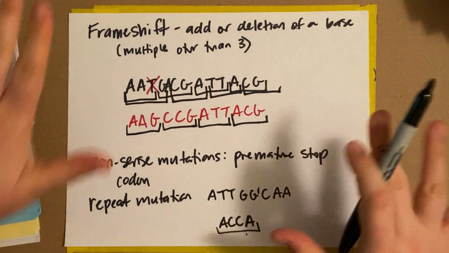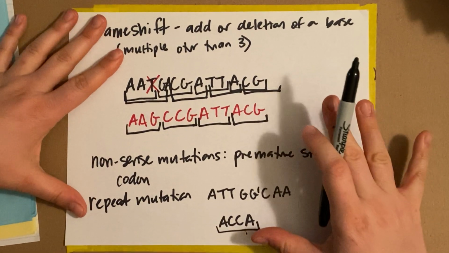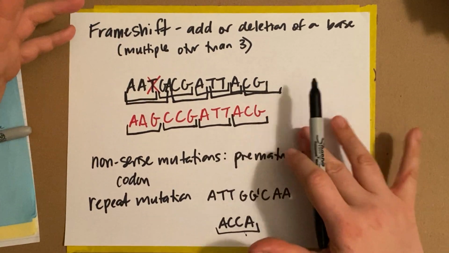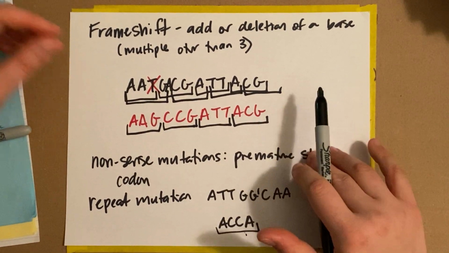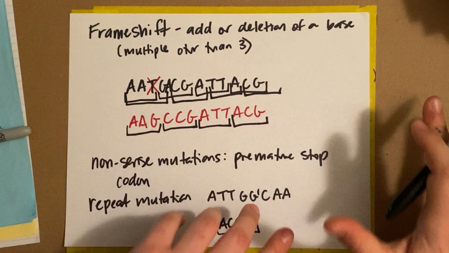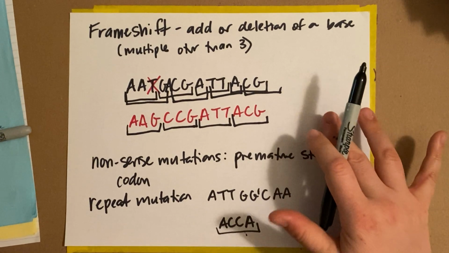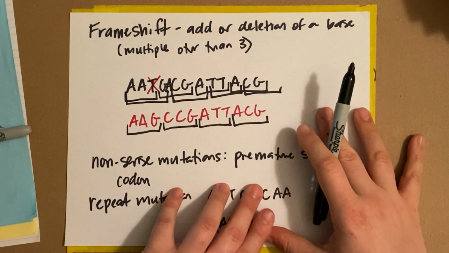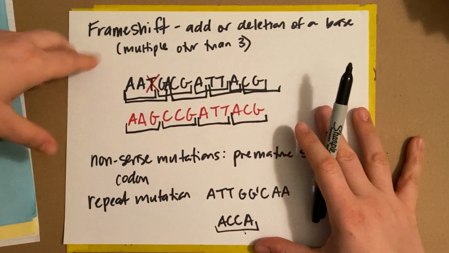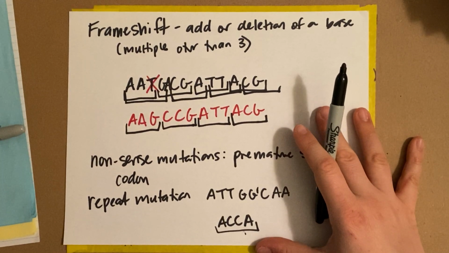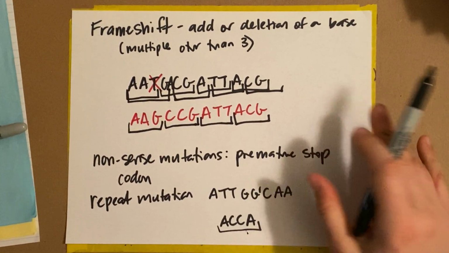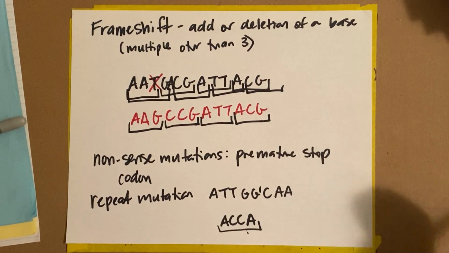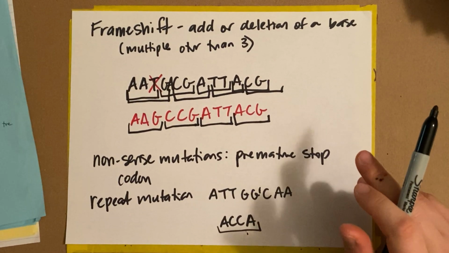Now, one of the big things to understand is that these mutations have to take place within an actual gene for them to cause issues with the protein that is created. Okay, so if you have these mutations happening somewhere else in the DNA that's not being read, it potentially can cause a problem, but it also could do nothing. Okay. All right.